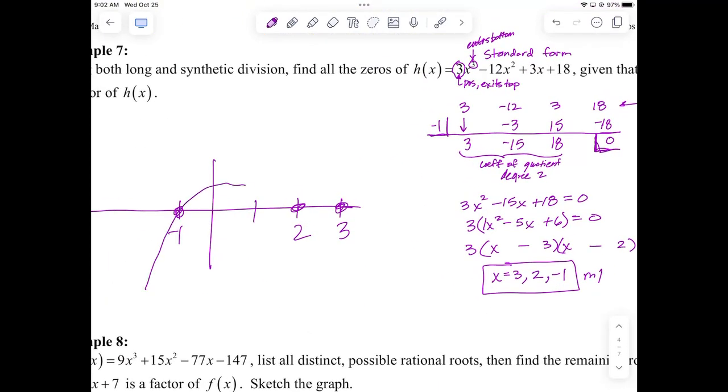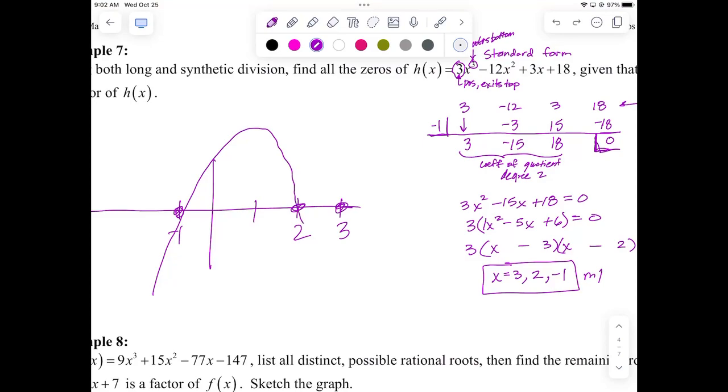It's going to cross. Let's see. I'm going to do it a little bit different. I'm going to have it a little bit steeper here. And then it's going to do this. And it's going to do that. Now, without calculus or a calculator, again, remember, we can't find the local max or the local min.